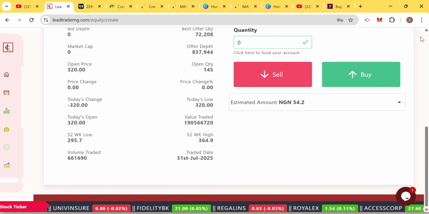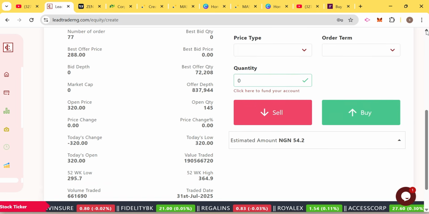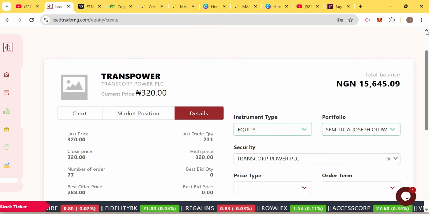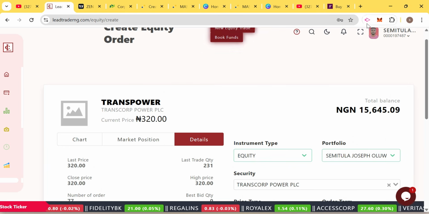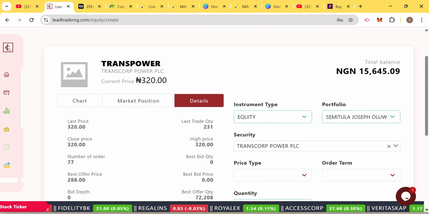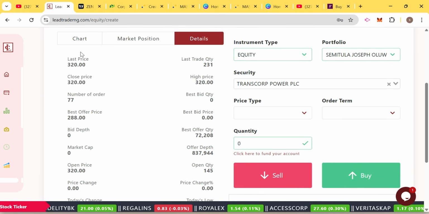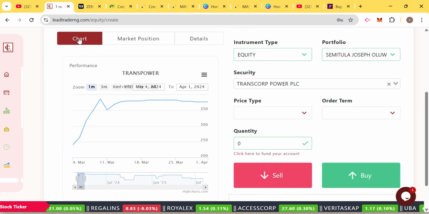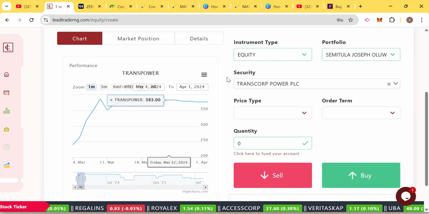So let's quickly move here. We'll come to this part and we'll come back here. I know you know all these things. I've shown you all this before. It's because we picked the security that it took us to this place. And I just have to explain to you guys so that when you are trading, you don't come and ask me, what is this part all about?